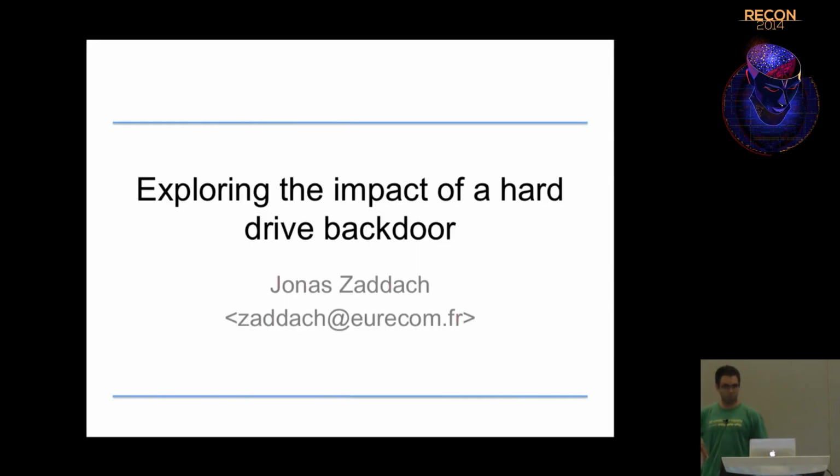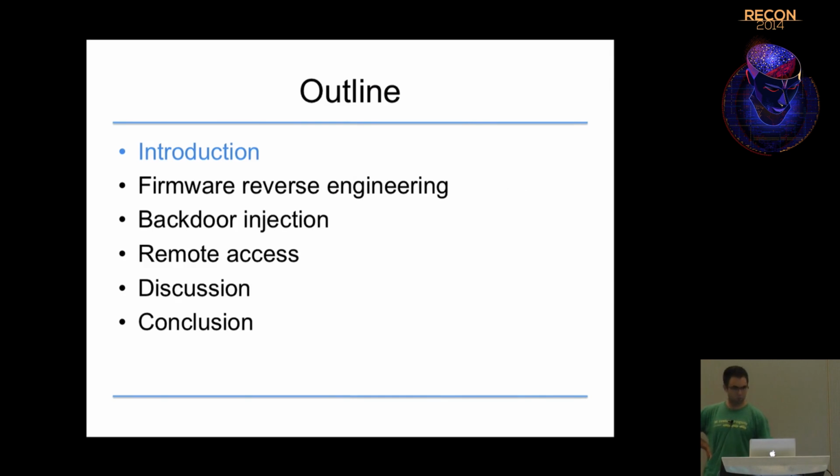I'm talking about my hard drive, and I'm first giving you a short overview of the talk. First, mandatory introduction: who I am, what a hard drive is, and so on. Then we're going to see the firmware reverse engineering of this drive, how I injected a backdoor, and how you can afterwards remotely access this backdoor through the network without modifying the software that is running on the computer where the hard drive is plugged in. Then we're going to discuss several advantages and disadvantages of a hard drive backdoor.